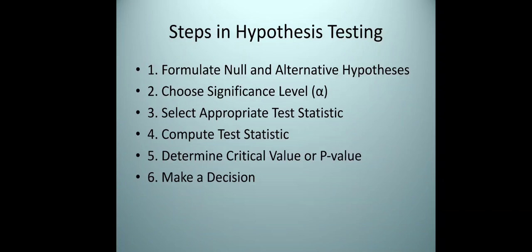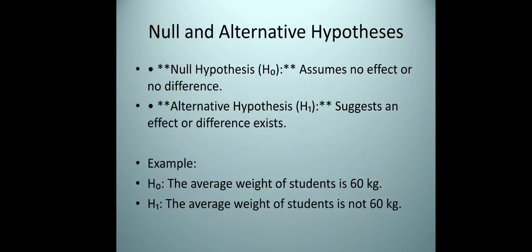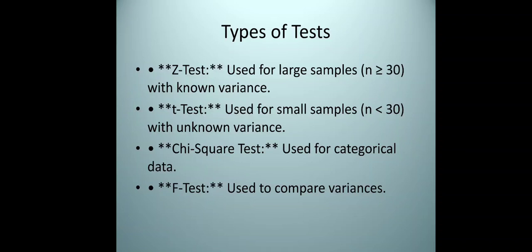Steps in hypothesis testing. First one, formulate the null hypothesis. Second one, choose the significance level. Third point, select the test statistic. Fourth one, compute the test statistic. Fifth one, determine the critical value or p-value. Sixth one, make a decision.